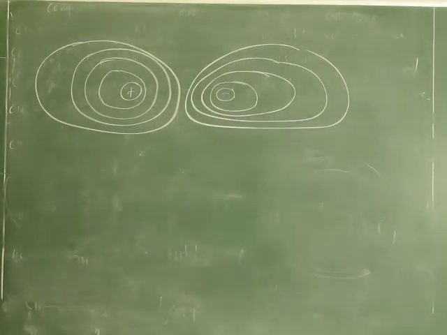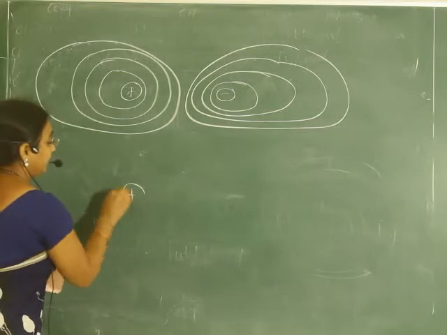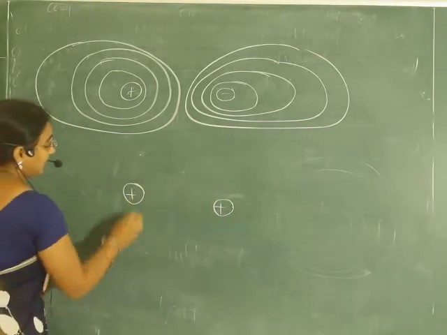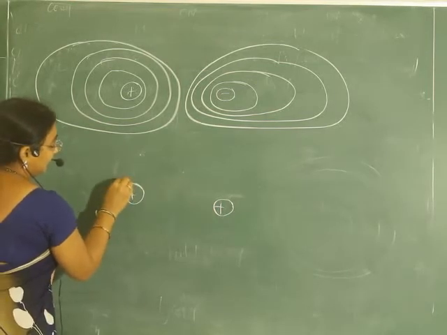Then equipotential surface around 2 identical positive charges. If we keep 2 positive charges itself, it will repel. So therefore, which side it has to move?